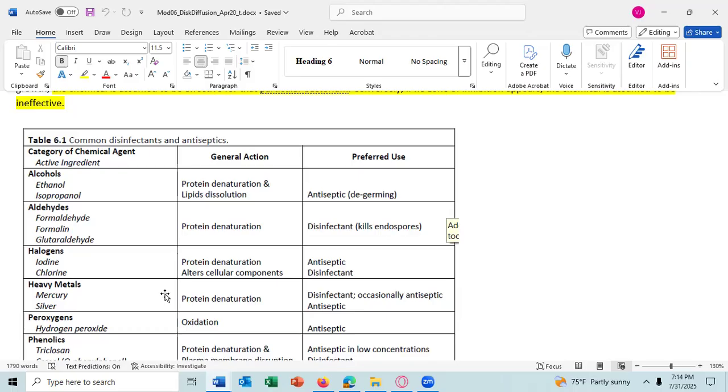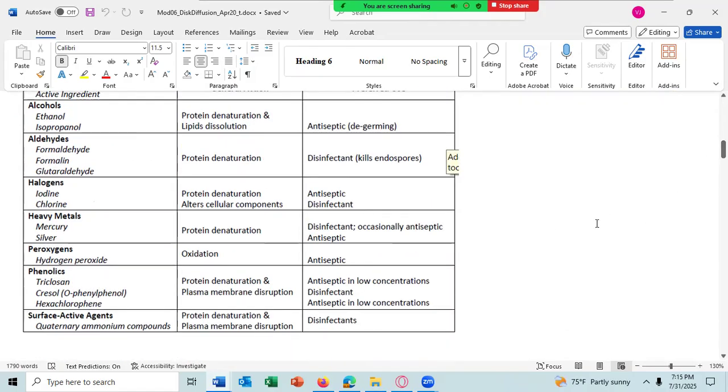Peroxygens, like hydrogen peroxide, are a very good antiseptic, and this is one that can kill endospores. So aldehydes and peroxygens can kill endospores. That should be labeled there. It's not there. Phenolics were the first antiseptics that Joseph Lister used. He used phenol. Phenolics can also be used as a disinfectant. And then surface active agents like quaternary ammonium compounds are used as a very good disinfectant.